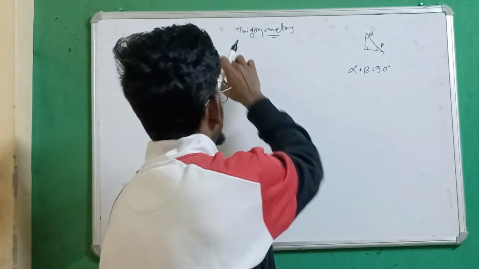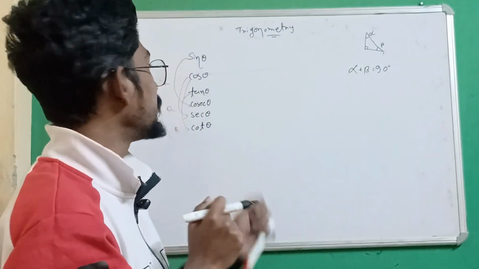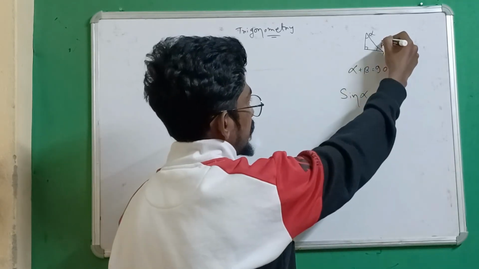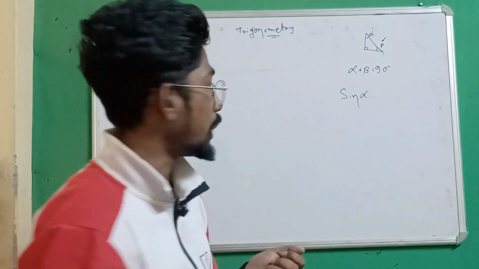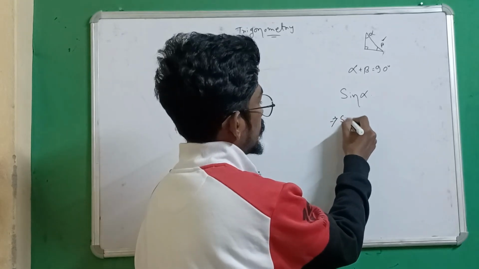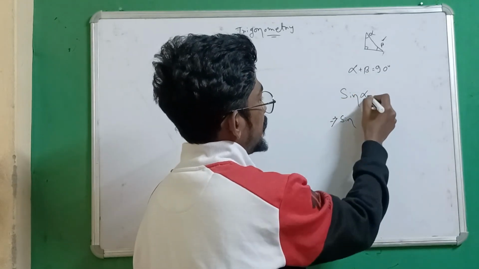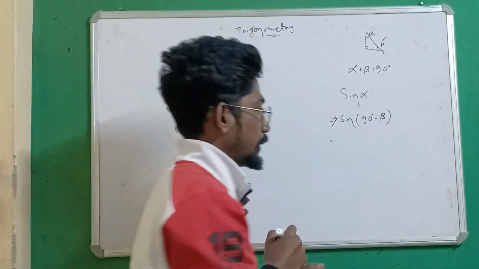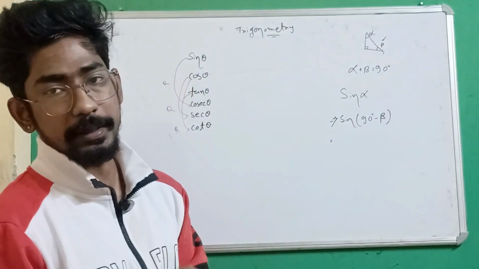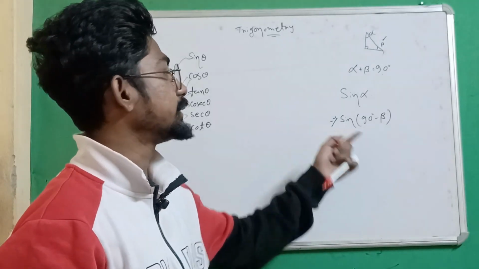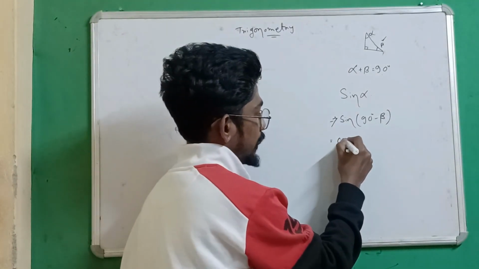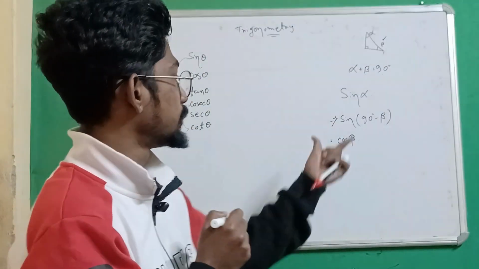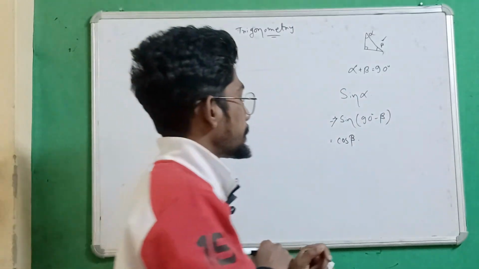From that you will get the complementary function idea. How will you get it? If sine alpha is given for this triangle, you have to convert it into cos. How? Sine alpha means cos of 90 degree minus alpha, that is cos beta. So complementary function means the sine is a complementary function of cos.